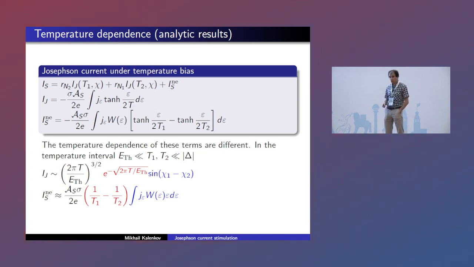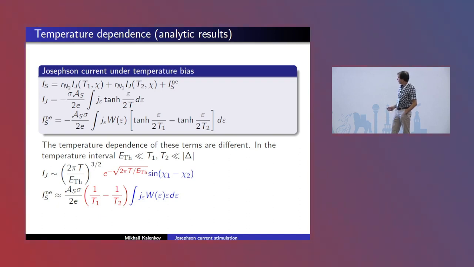Evaluating this integral, we can use the Matsubara technique. And in the temperature interval, when the temperature is much larger than the Thouless energy, we immediately get the well-known result that the equilibrium Josephson current exponentially decays with the temperature. On the other hand, we can't use a Matsubara trick here in the non-equilibrium term. In the leading order, we can simply expand the hyperbolic tangent in Taylor series, and in the leading order, we get this very simple result.